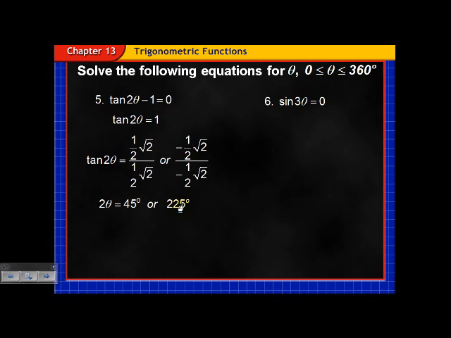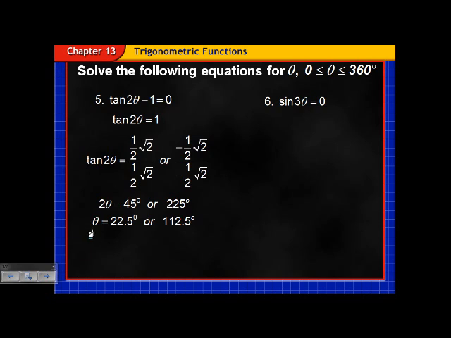Now, we're not quite done, because remember I told you this 2 theta was going to play a role in this. What we've done is we've solved it and we found angles 2 theta equals 45 or 225. We really want theta all by itself. So to get that all by itself, we're going to divide by 2. So when we divide by 2, I get my theta as being 22.5 or 112.5.